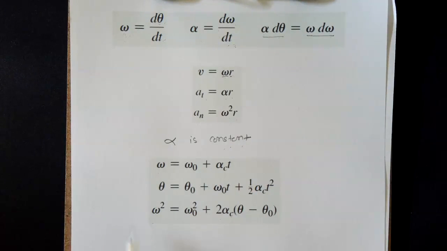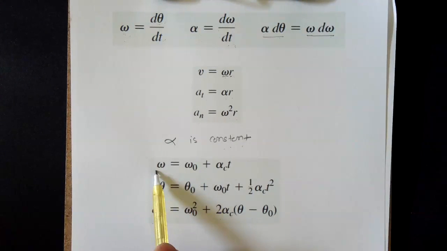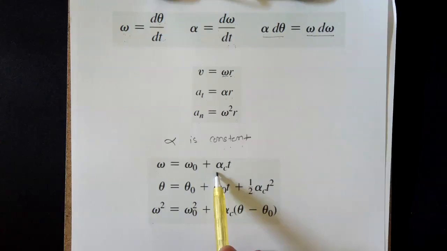Once again, I revise the units. Theta is in radians, omega is in radians per second, and alpha is in radians per second square. So with this information, we are good to go with in-class exercise problem number 1.